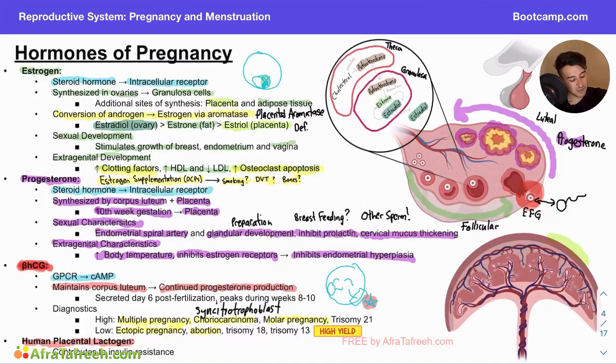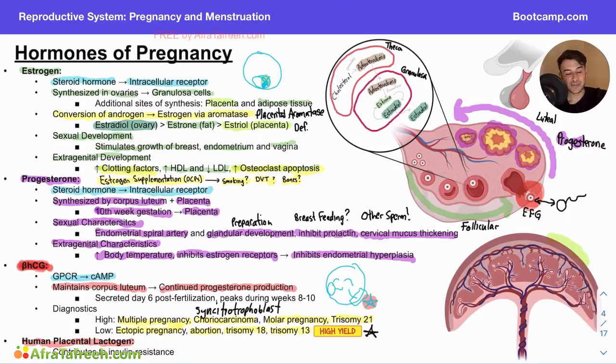Now, when it comes to our trisomies like trisomy 18, 13, and 21, there's going to be variable gene expression because we have altered number of chromosomes, and this is going to lead to altered levels of HCG. We have to memorize which ones are high and which ones are low. I went ahead and put this high yield button here because this is something that students often fail to memorize, but it comes up very, very frequently on the exam. So I wanted to make sure you guys memorize these levels of beta HCG because they can really help you get a lot of points right on exam day.